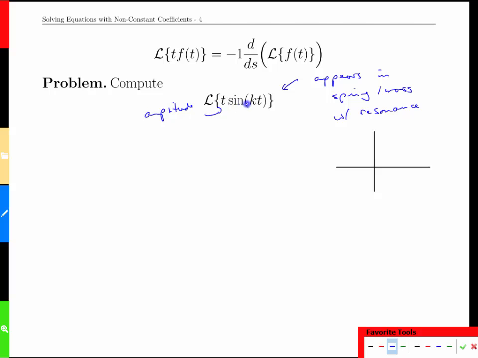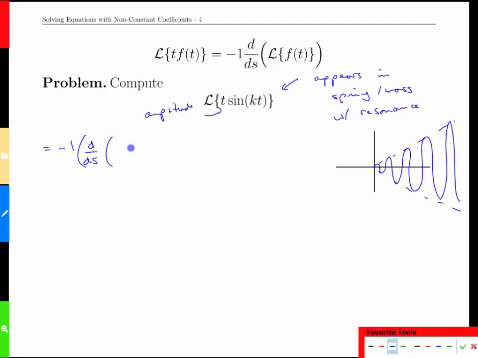But because that t is multiplying the sine, what we end up with in the graph of this function is a sine function, but the amplitude is growing linearly with time. So we see that linear growth in the boundaries for this function. All that is aside when we go to take the actual transform of it. So here we're simply going to use this new rule. The Laplace transform of t sine of kt is going to be equal to negative 1 times the derivative with respect to s of the Laplace transform of sine of kt.